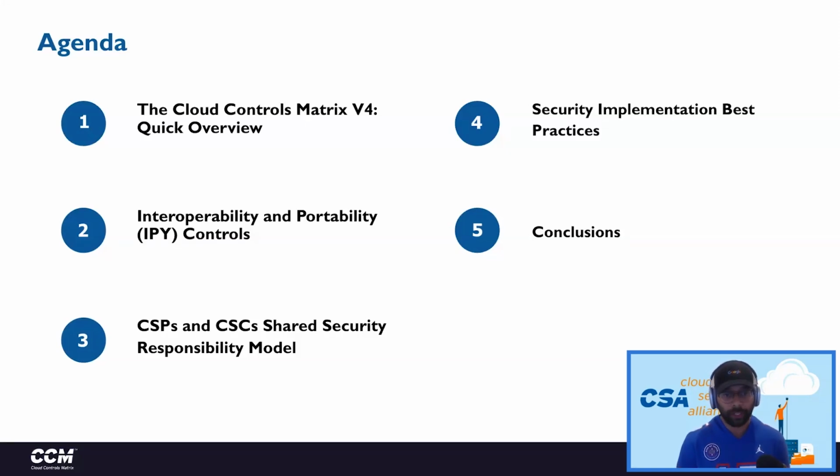So the agenda for this particular set of videos is going to be around 5 key areas. We're going to talk a little bit about what Cloud Control Metrics version 4 is, with a quick overview of that. What is the IPY domain and what controls does it consist of? What are the shared security responsibilities between a cloud service provider and a cloud service customer? Some of the security implementation best practices, along with some of the risks and why we need to apply those best practices to mitigate those risks. And ultimately, we're going to look into the key conclusions for this particular domain.